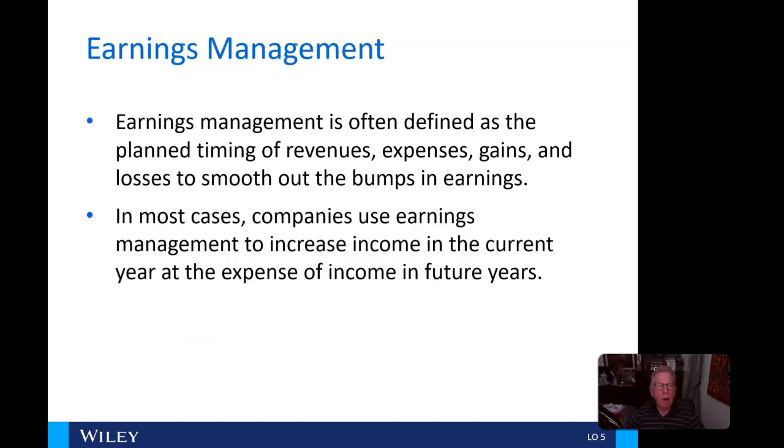Earnings management is often defined as the planned timing of those revenues, expenses, gains, and losses to smooth out the bumps in earnings. In most cases, management uses earnings management to increase income in the current year at the expense of income in the future years.